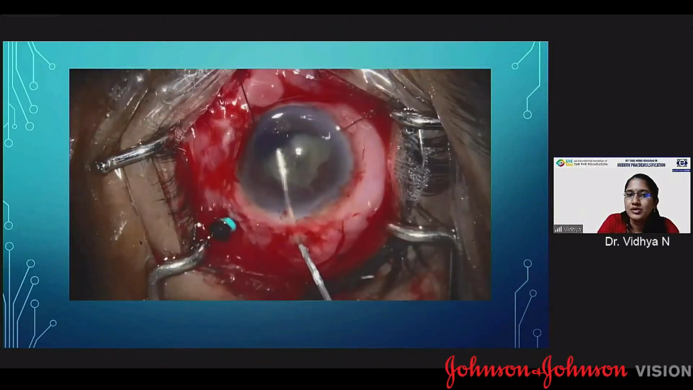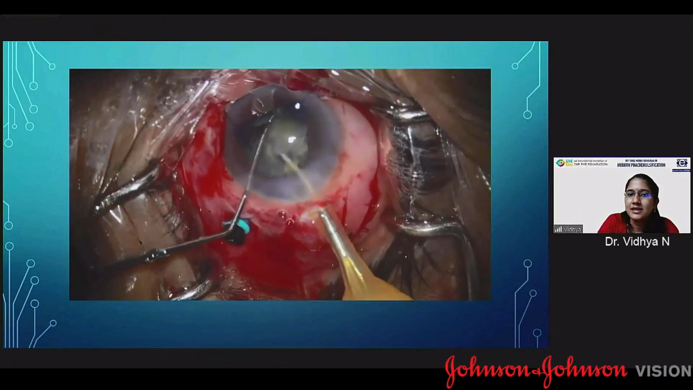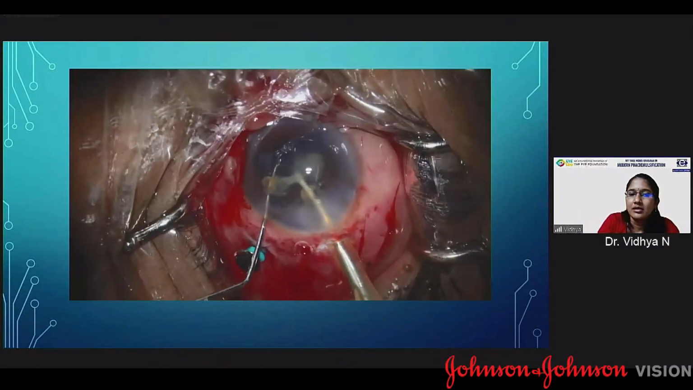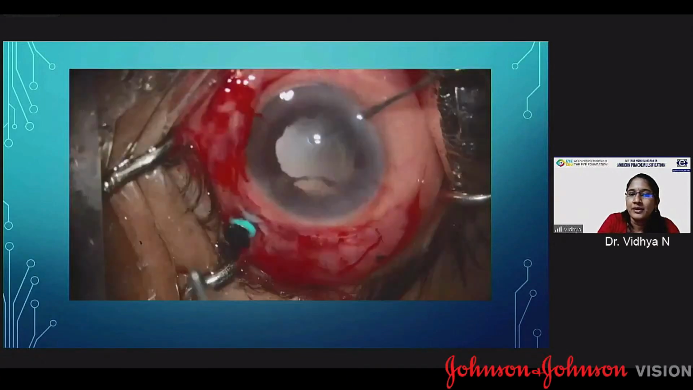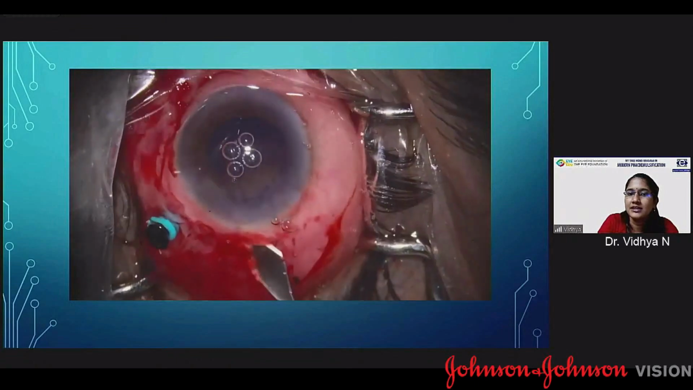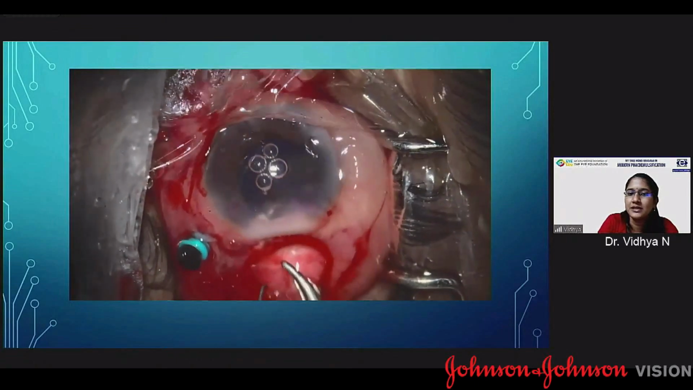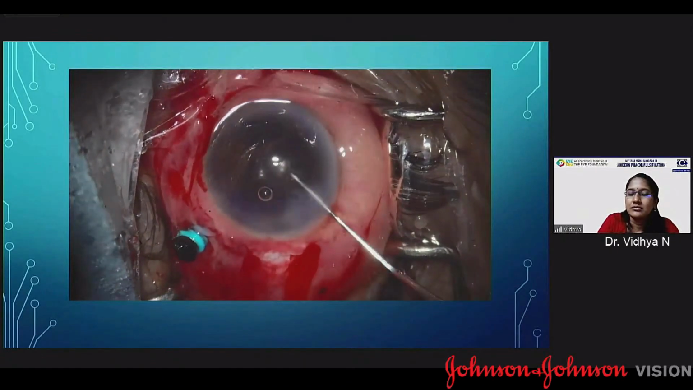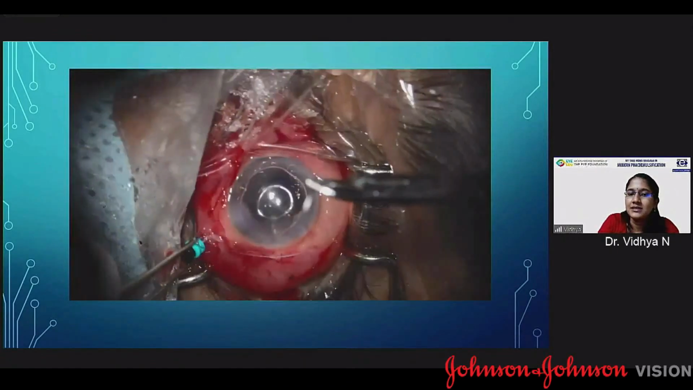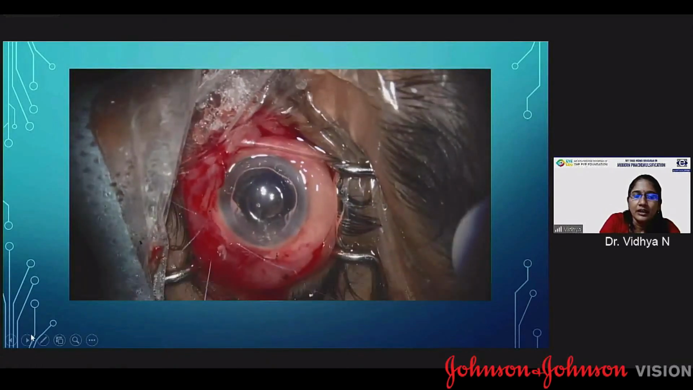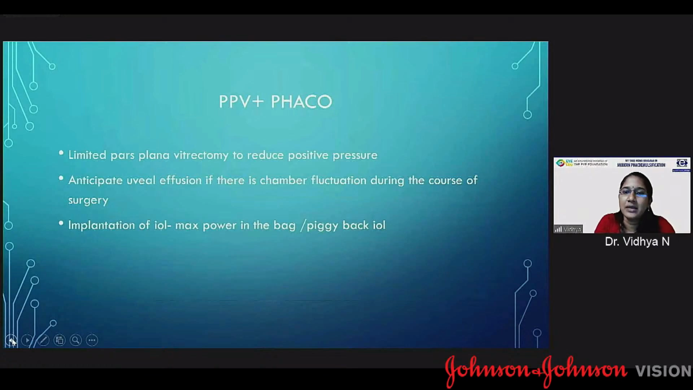Placement of iris hooks to dilate the pupil, followed by rhexis and a gentle phacoemulsification, followed by bimanual aspiration. We have to use a light probe to visualize the intraocular status because of the poor corneal visibility. This is a customized IOL of about 46 diopters, so we had to extend the section to place it, followed by closure of the scleral wound. If in the course of time there is chamber fluctuation, we might have to anticipate uveal effusion and treat it.